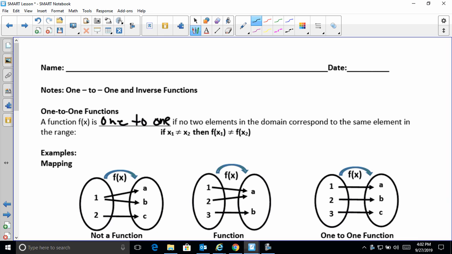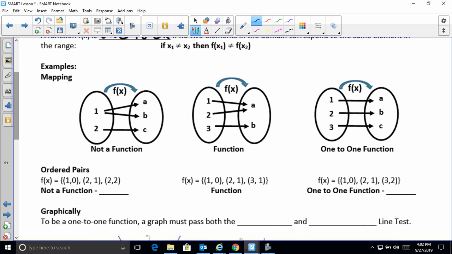If you look at that first mapping, it is not even a function. How do I know? Because I have the x's repeating. Then the second example is a function, but it's not one-to-one. Why? Because these x's are not going to a unique y. They're going to the same y. And that third example is a function and it's one-to-one. Why? Because each one of these x's has its own unique y.